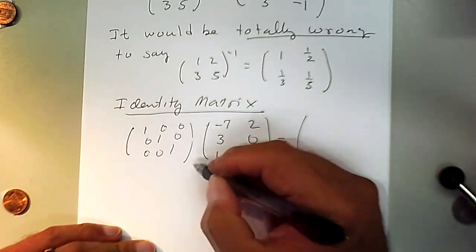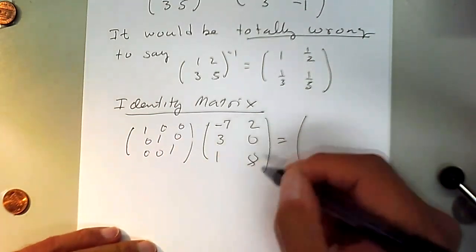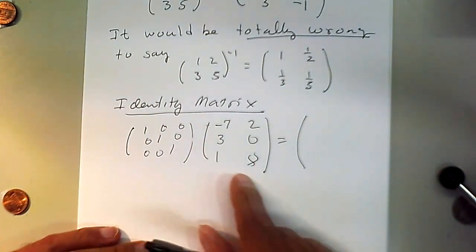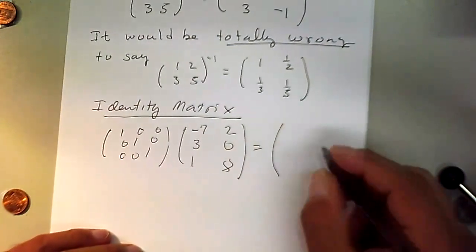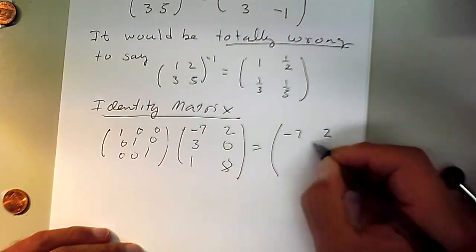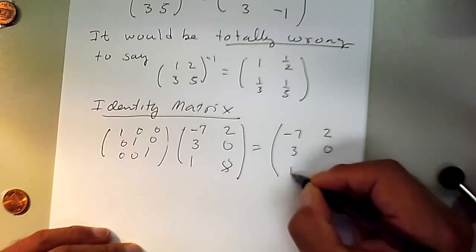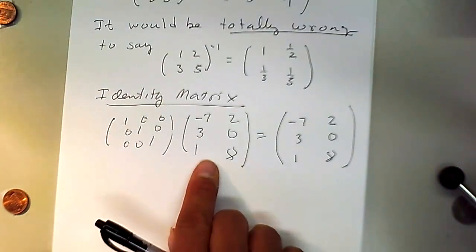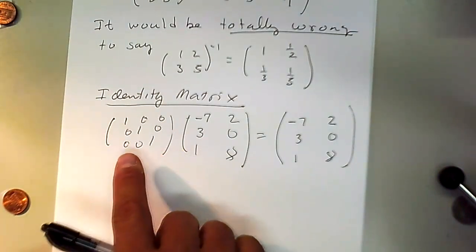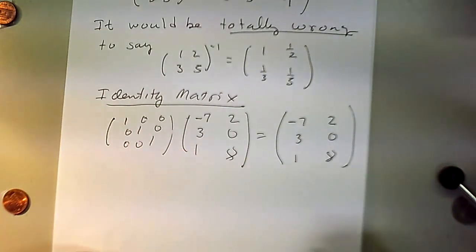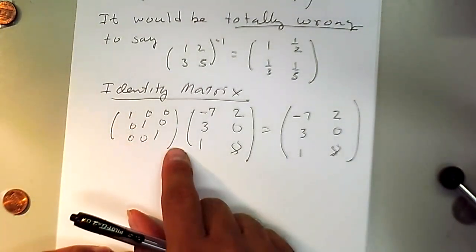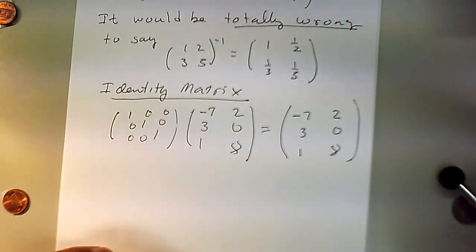If you multiply an identity matrix with any matrix for which the size works, so if this is a 3 by 3, this one better have 3 rows, and it doesn't matter how many columns, in this case 2, you're going to end up with exactly the same matrix. So the identity matrix is neutral relative to multiplication of matrices. So that is an important matrix to remember. This is a 3 by 3 identity matrix, and you have a 2 by 2 identity matrix, and a 4 by 4, and so forth.